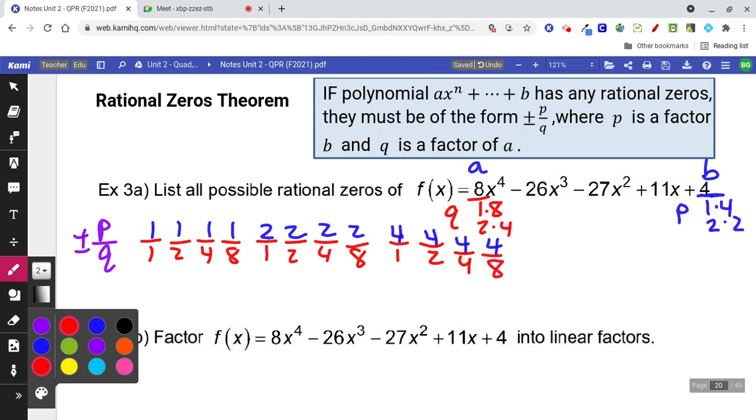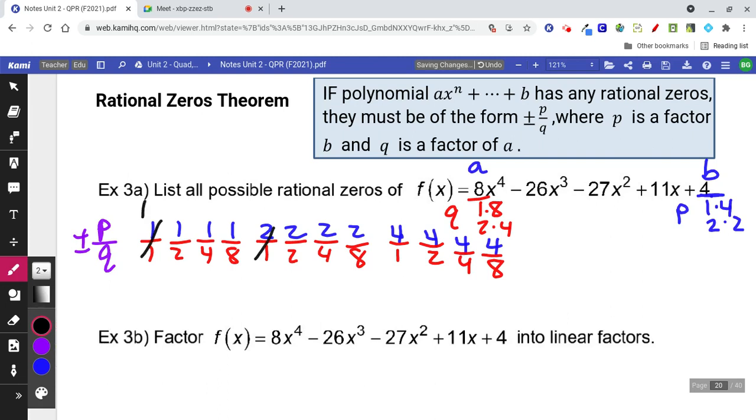All right. Now, that's pretty much it, but let's kind of clean this up. Let's reduce our fractions here. 1 over 1 is 1. There's 1/2, 1/4, 1/8. 2 over 1 is 2. 2 over 2 is 1. We already got that one. 2 over 4 is 1/2. We've already got that one. 2 over 8 is 1/4. We've already got that. 4 over 1 is 4. 4 over 2 is 2. 4 over 4 is 1. 4 over 8 is 1/2.